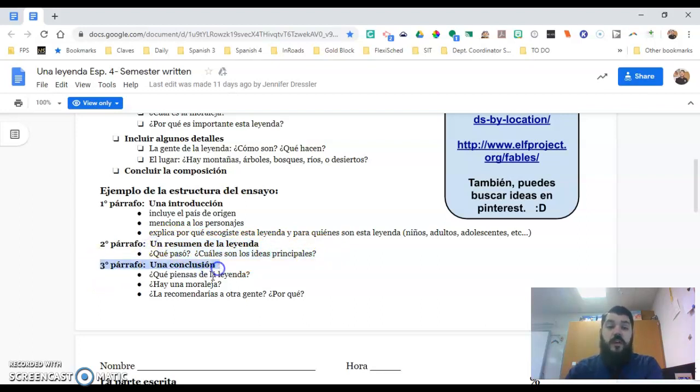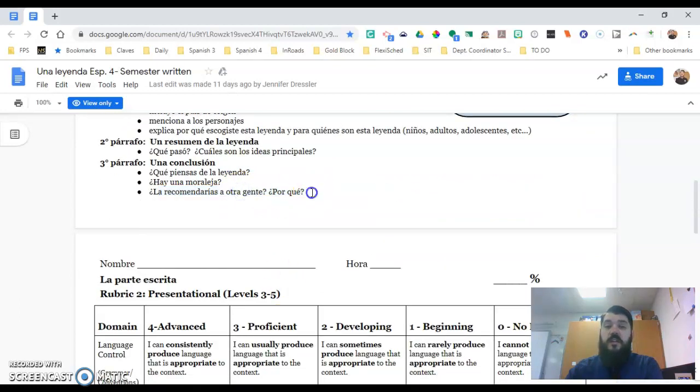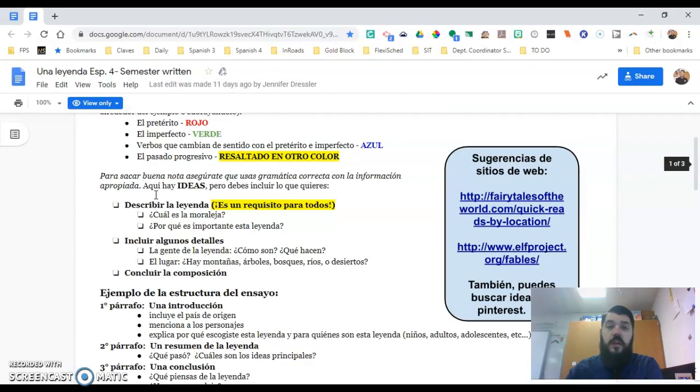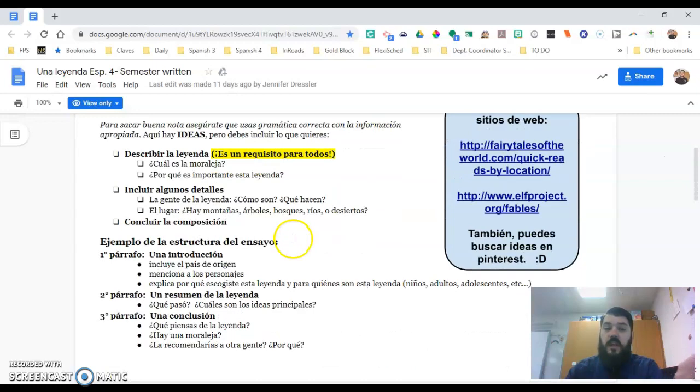And the third one, a conclusion. What do you think? What's the moral? Would you recommend this to somebody else? Now, obviously, when you get into that, you can start getting into conditional tense, or you probably want to be putting subjunctive in this as you go, maybe in the last portion.